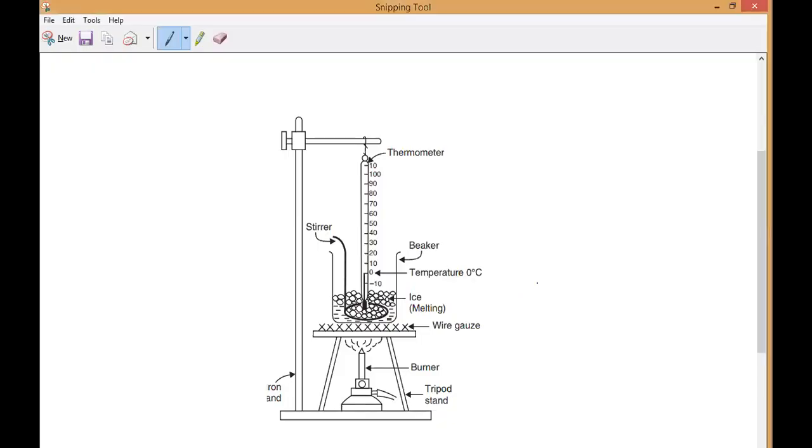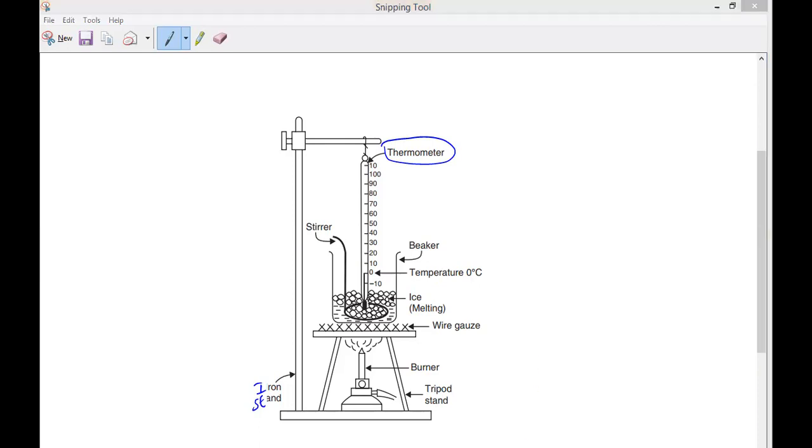This is the experimental setup for our experiment. So we start now, everyone. This is the iron stand. Now if you see, guys, this is the experimental setup we have to do. What is this called? You all know that. Thermometer. Understand?